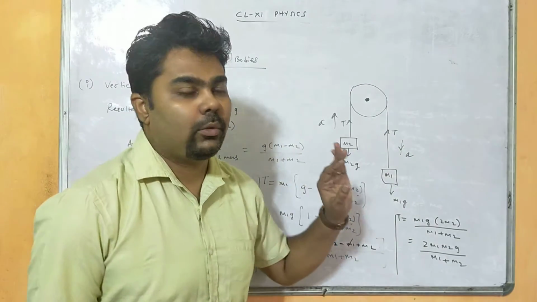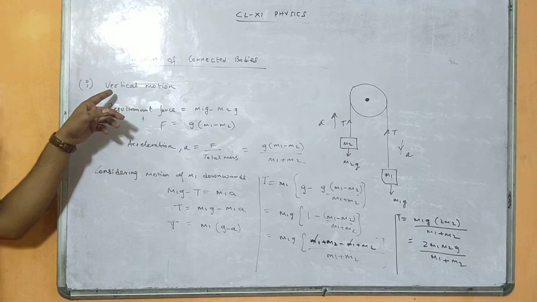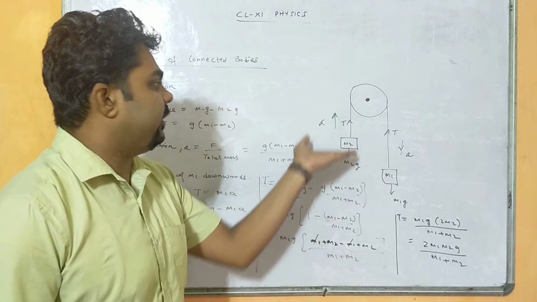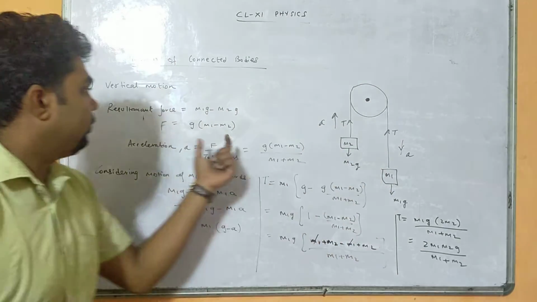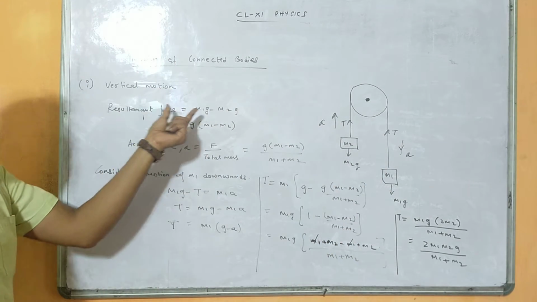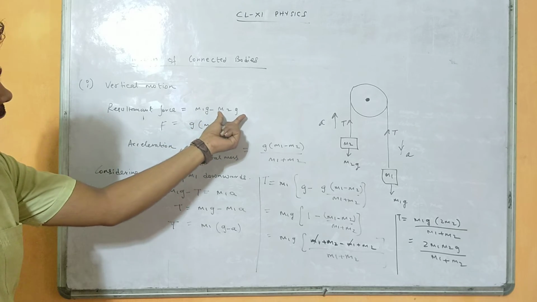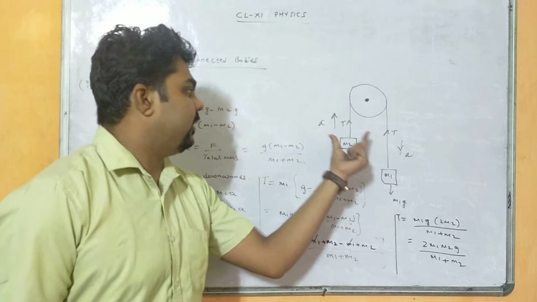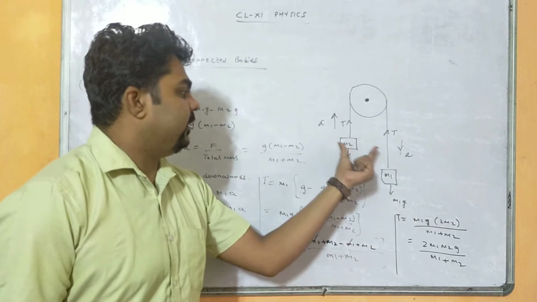First, you see what I have written: a vertical motion, because this object is moving down and this object is coming up. Next we have a resultant force. That means m1g is greater than m2g, that is, the weight of this body is greater than the weight of the other. That is the resultant force.